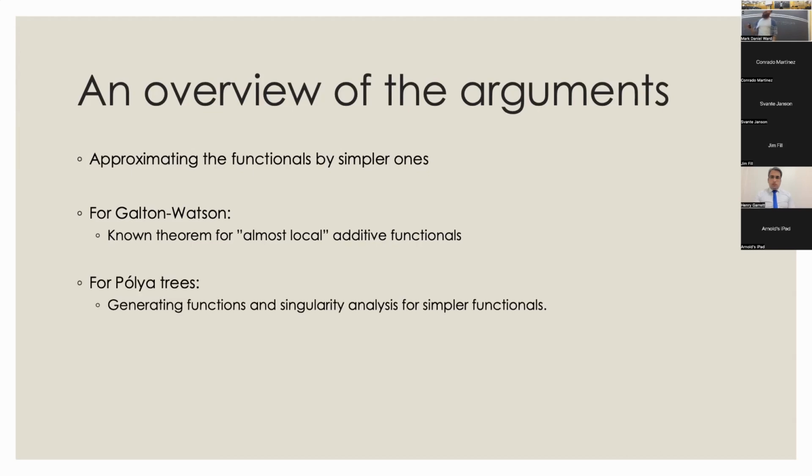And for polytrees, we have to do this ourselves. So we use generating functions and singularity analysis to study the simpler functionals and get a limiting distribution, and then we can approximate the full functional, by using an approximation result to extend the central limit theorem the way we want.